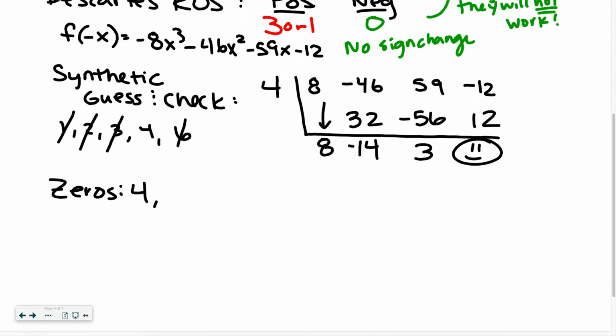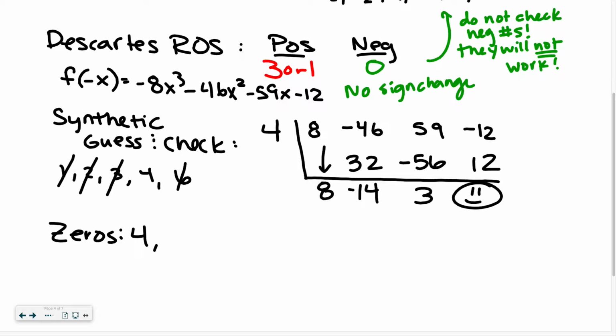Okay. And that goes along with what we said with Descartes. There would be no negative zeros, so I had you only check the positives. We've now found one positive, so we know at least one exists. Descartes is saying maybe there's 2 more positive real zeros, but we don't really know, right?